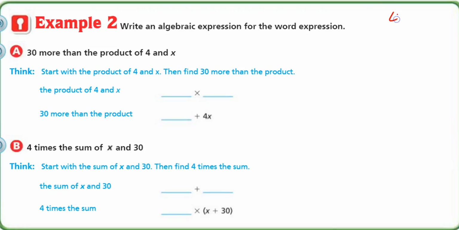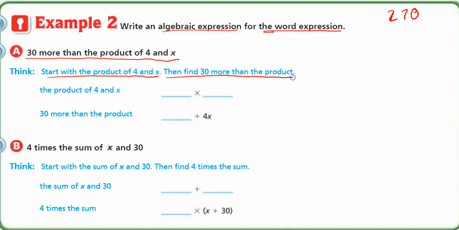Okay, in this video I'm also still on page 270. Now we're down to example number 2. Example 2 says write an algebraic expression for the word expression: 30 more than the product of 4 and x. So start with the product of 4 and x, then find 30 more than the product.